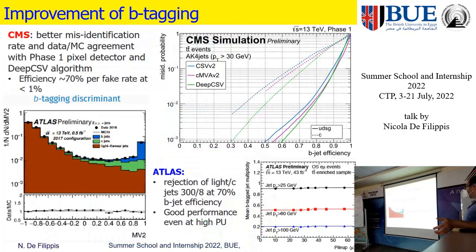Okay. And so the technique for B tagging in the latest years used deep neural networks. So machine learning techniques to improve the discrimination between a real B jet against a jet coming from the hadronization of a light quark, UDS, or a gluon.